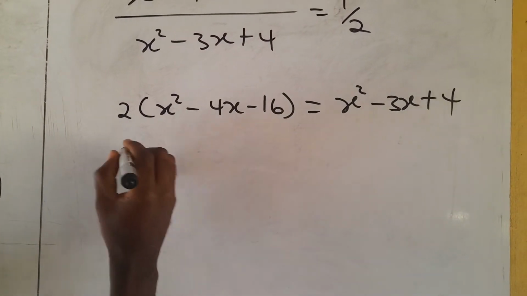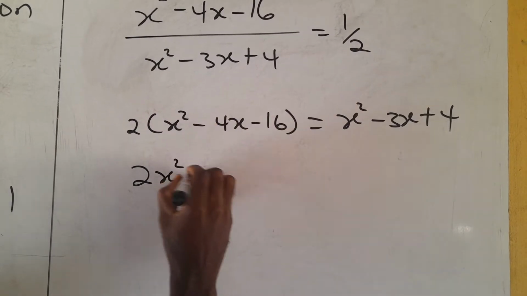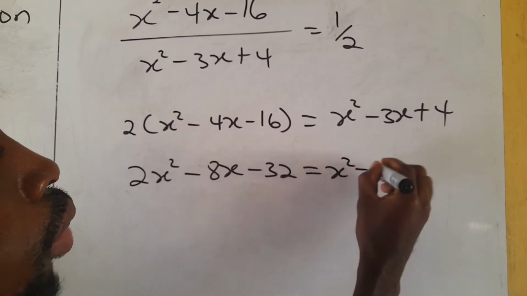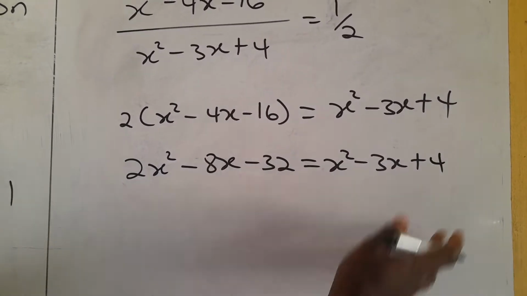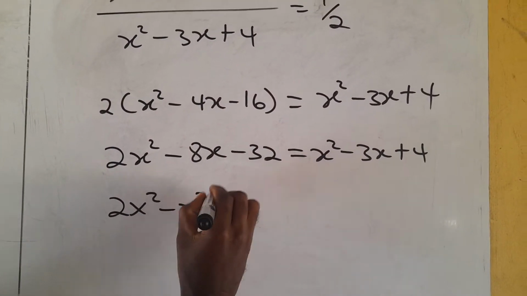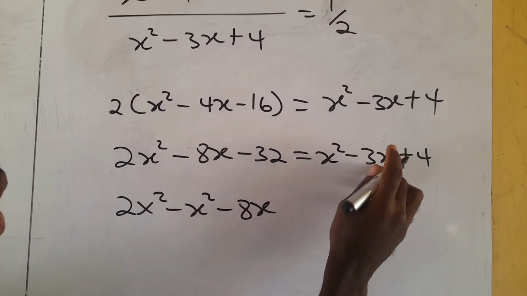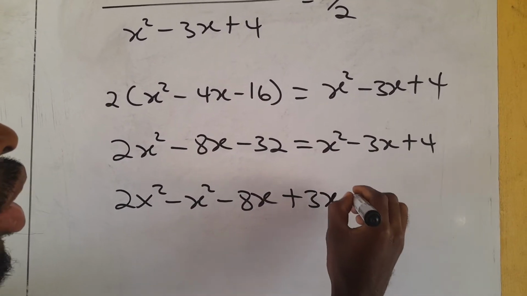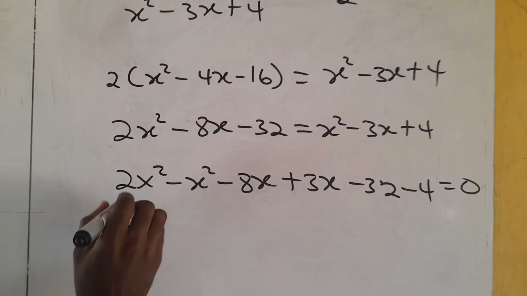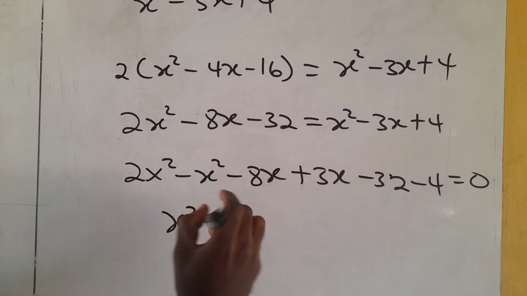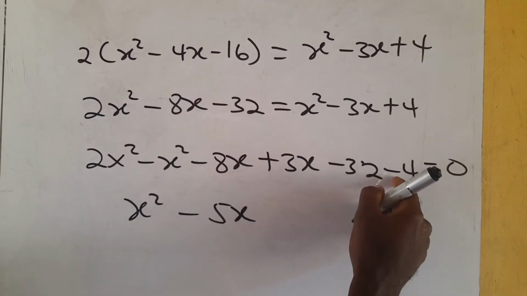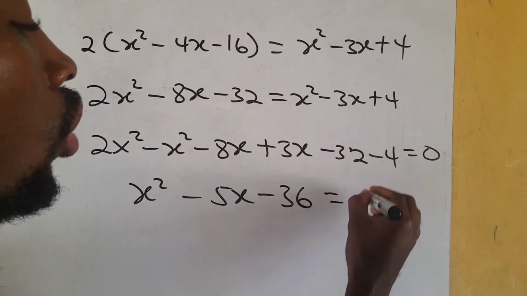So when we distribute the 2 over, we will get 2x squared minus 8x, then 2 times 16 will be 32, equal to x squared minus 3x plus 4. And we can bring everything here, equate it to 0. So we can get 2x squared minus x squared minus 8x, then plus 3x minus 32 minus 4 equal to 0. So 2x squared minus x squared will be x squared, minus 8x plus 3x will be minus 5x, then minus 32 minus 4 will be minus 36 equal to 0.